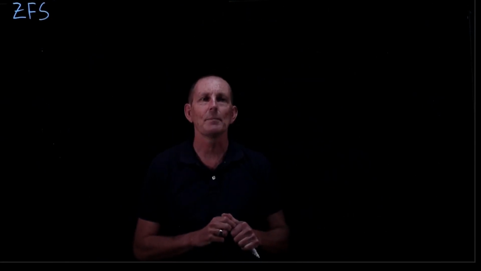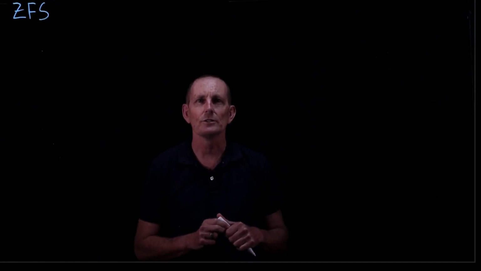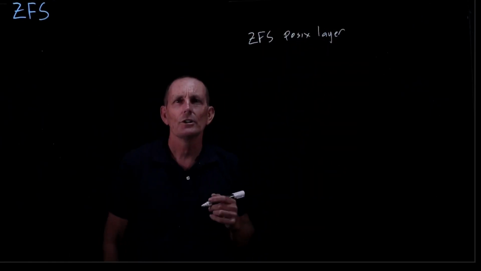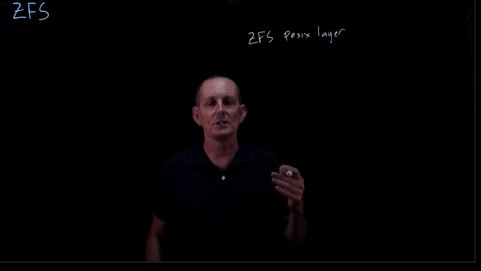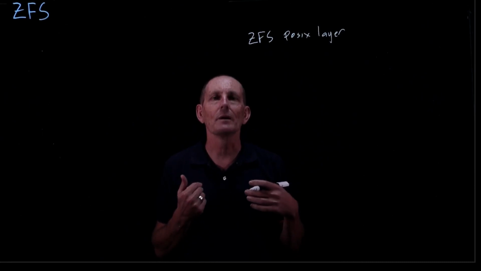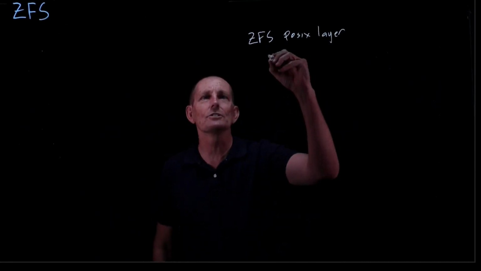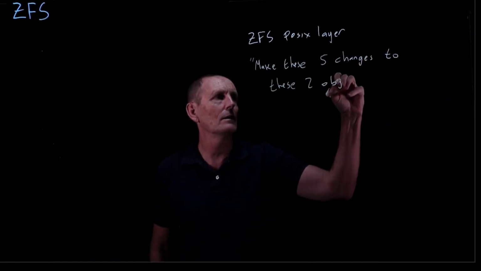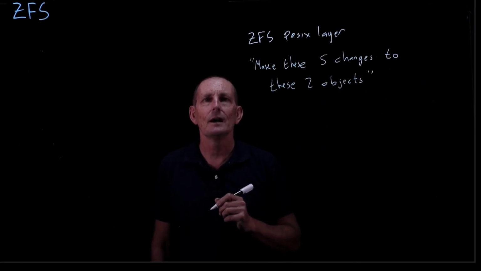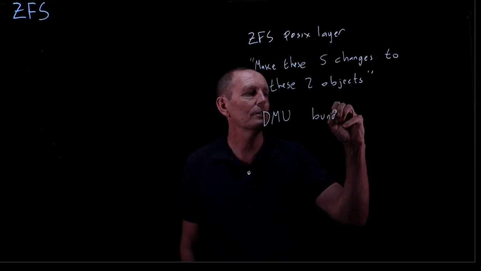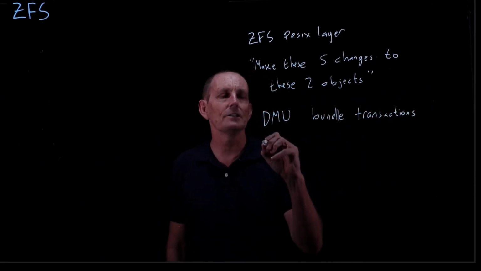So let's look at what happens in terms of I/O. Let's say we've got some system calls. Those, through the ZFS POSIX layer, are going to turn into changes to particular objects. So you might have a number of different system calls, some of them modifying directories, some modifying files. And those are going to turn into changes like that. And then the data management unit is going to bundle transactions into transaction groups.